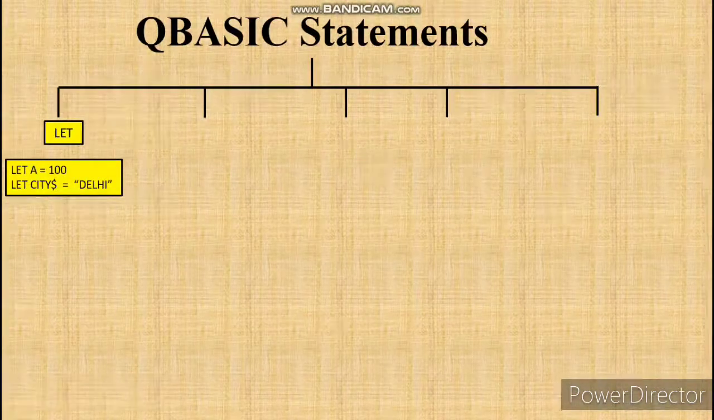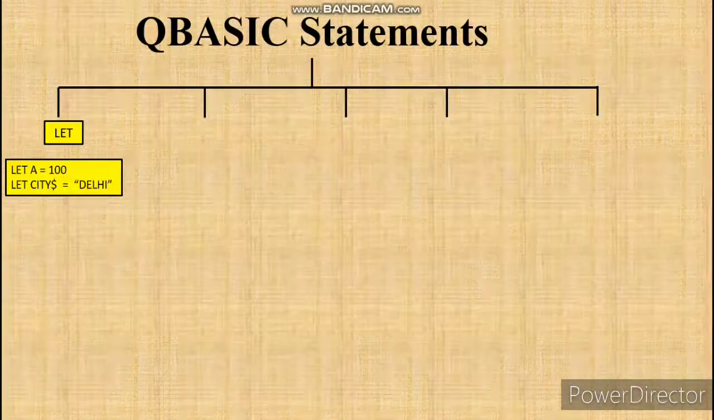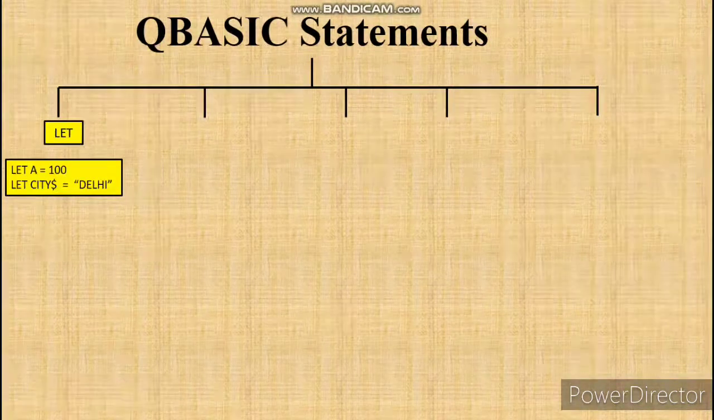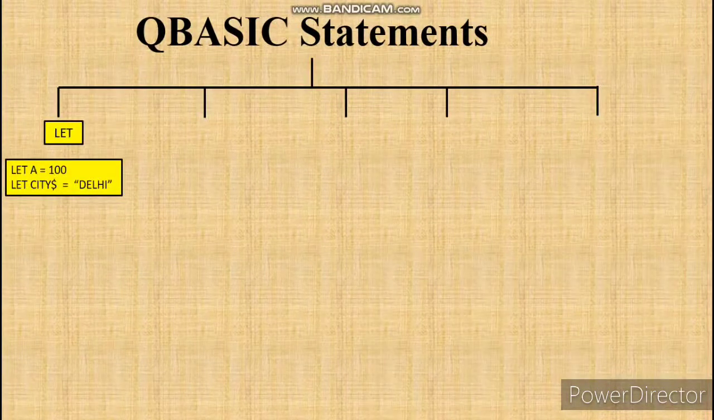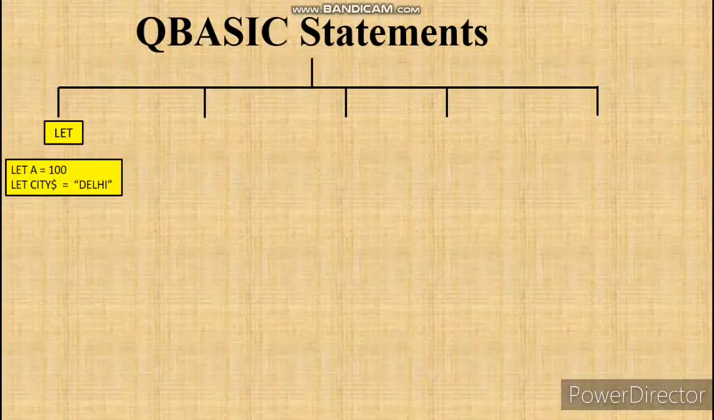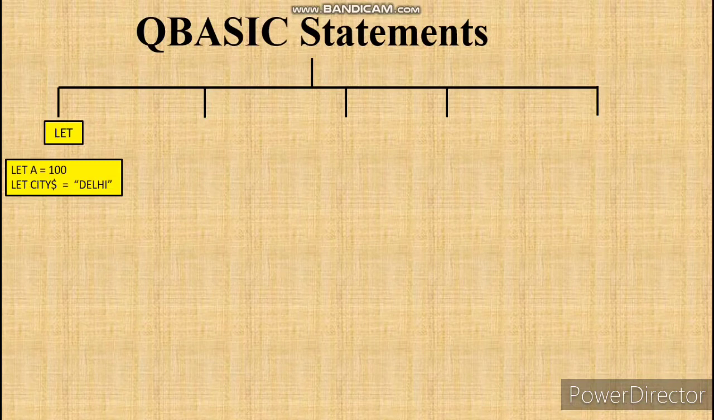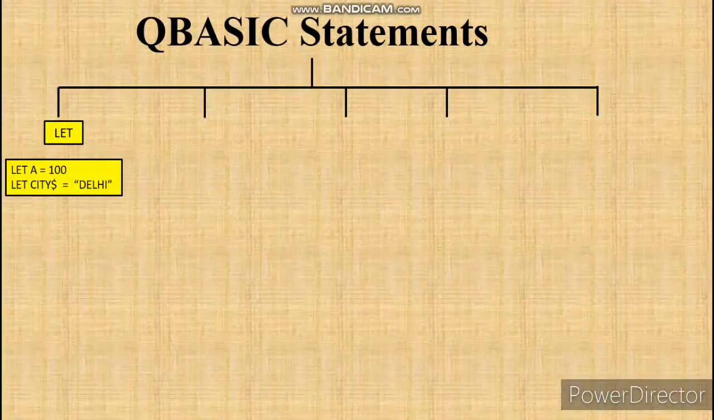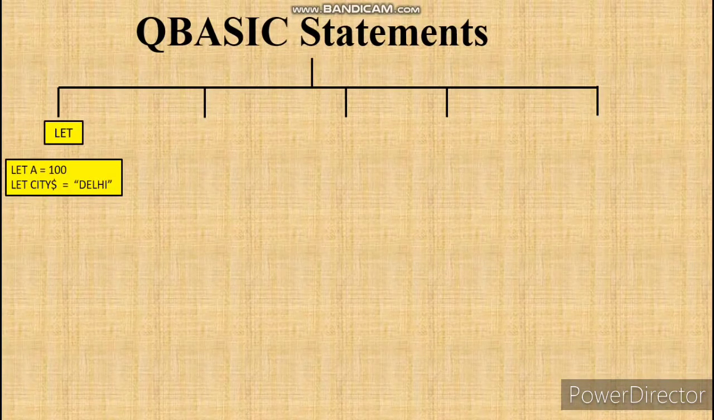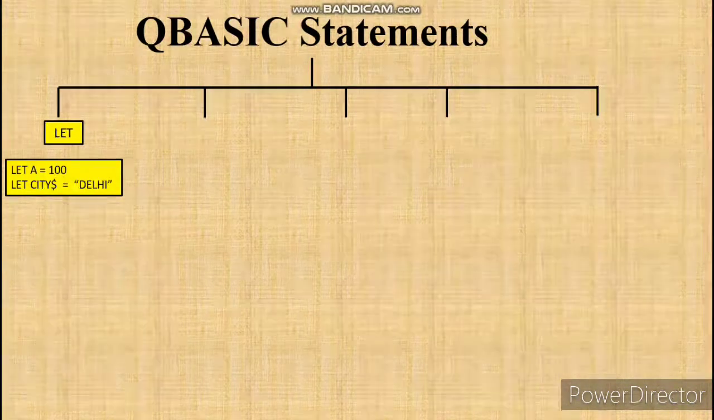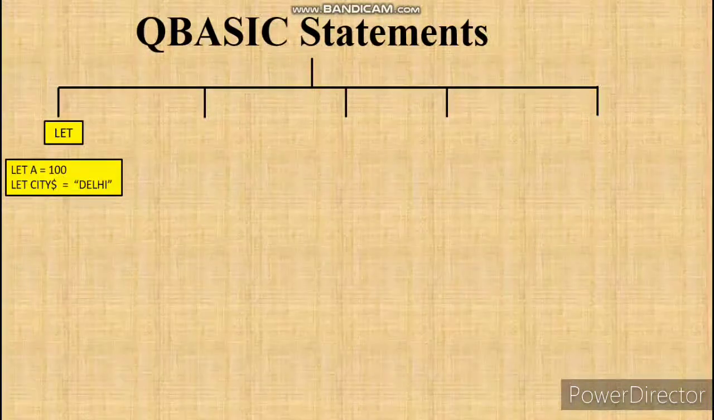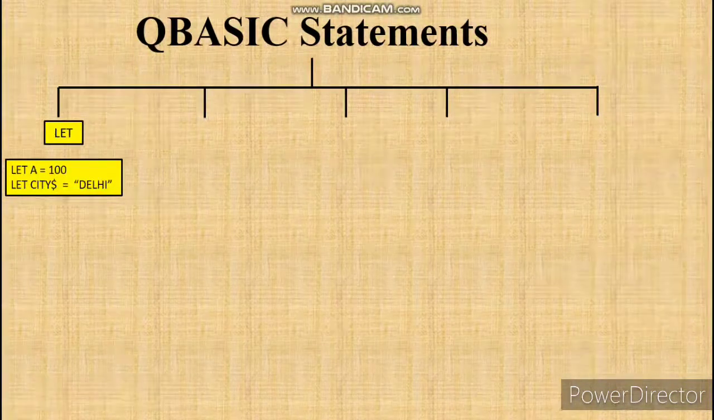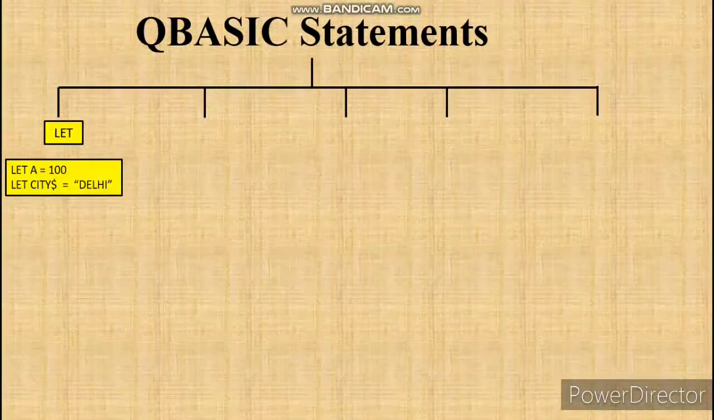A variable can only have one value at a time, right? You can assign only one value at a time. When we reassign a value to a variable, the old value is replaced with the new value, right? And if you are assigning a new value to a variable, then the old value of the variable will be removed, right?